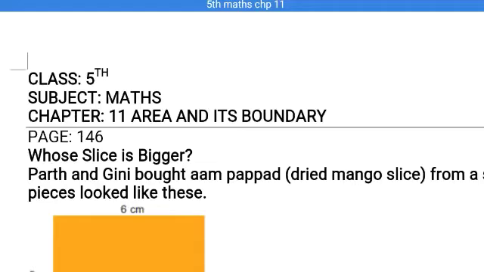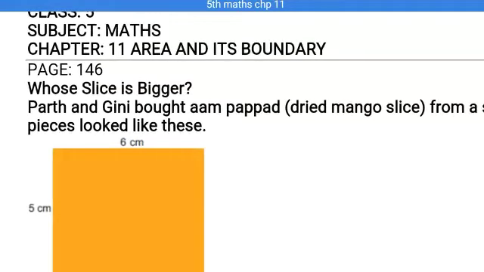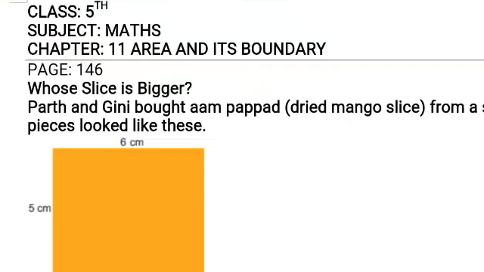After our FA2 exams, today we are going to start our new chapter, chapter number 11, and the name of our chapter is Area and its Boundary. First we are going to know what is the meaning of area. Area means whatever space is occupied by the complete thing, for example a box or square, rectangle, triangle. Inside that, whatever space is occupied, that is known as area. And boundary means the border of that complete thing about which we will discuss.